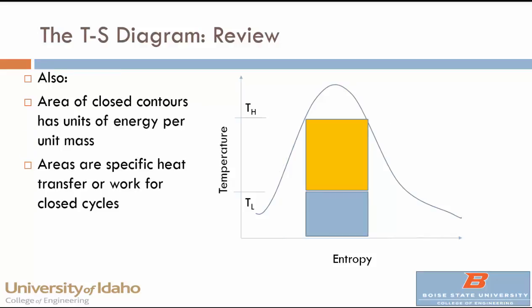Okay, so continue with our review of the TS diagram, temperature entropy. You should remember that thermodynamic cycles can be represented as closed contours on one of these diagrams. And the area within a closed contour has the units of energy per unit mass. So the areas are amounts of heat or work per unit mass for closed cycles.